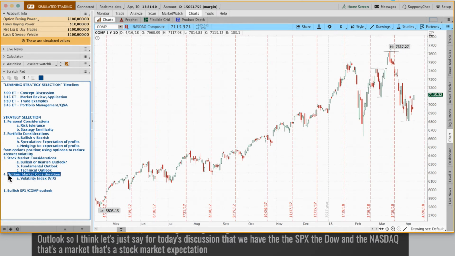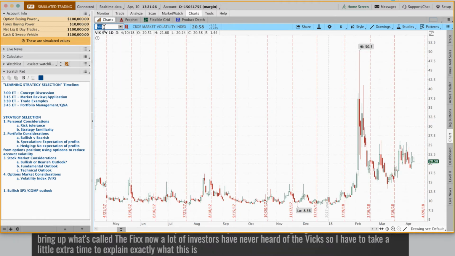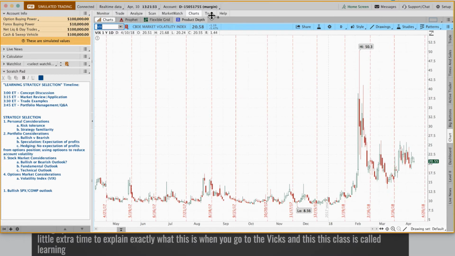What about the options market? I'm going to switch over here and bring up what's called the VIX. Now, a lot of investors have never heard of the VIX. So I have to take a little extra time to explain exactly what this is. When you go to the VIX, and this class is called learning strategy selection, so I can't assume that everybody already knows this stuff, right? The VIX is a chart of how volatile the S&P is being.